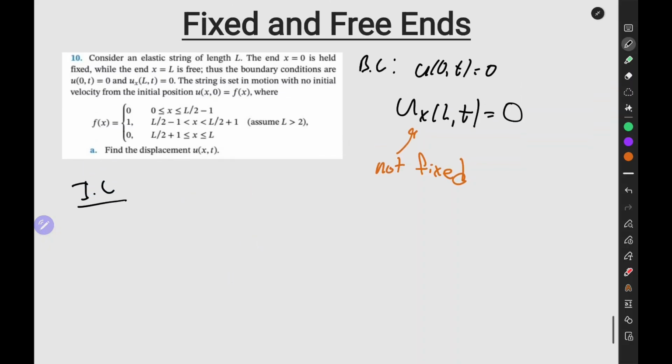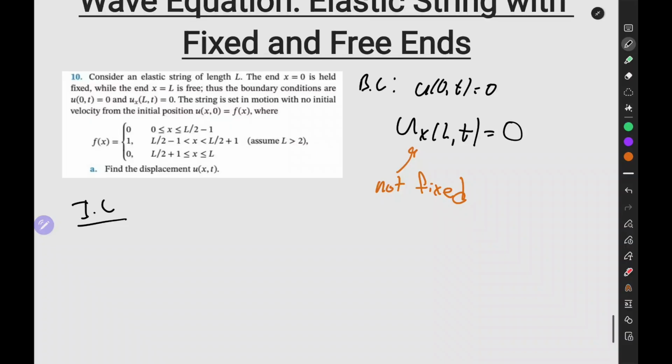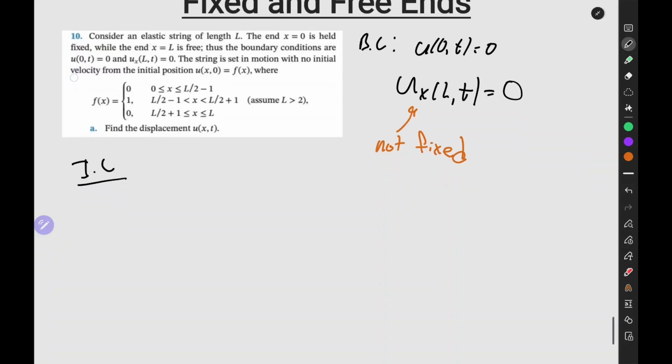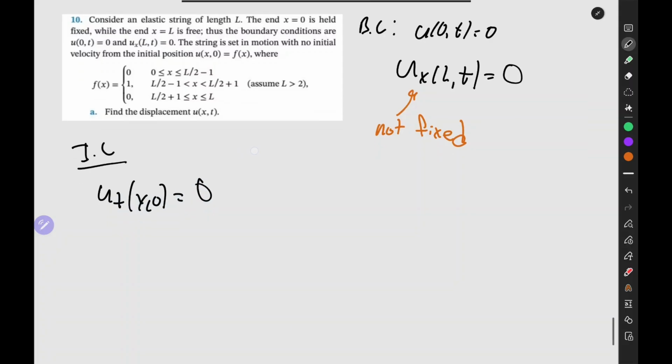What does it give us for no initial velocity? No initial velocity, so u_t(x,0) is 0, and the initial position u(x,0) is f of x. This being our f of x right here.